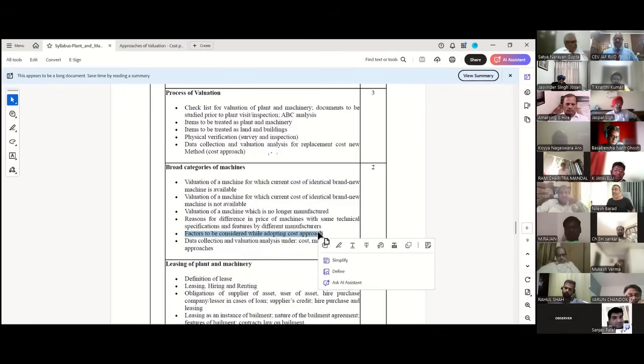Identical similar machine, whether it is available in the market, we have to find out the cost of that machine. Okay. Then subject machine's acquisition cost, okay, and the useful life of the machine and age of the machine. That's all these things. Then we'll calculate depreciated replacement cost, and depreciation we have to calculate. Then DRC will be calculated.